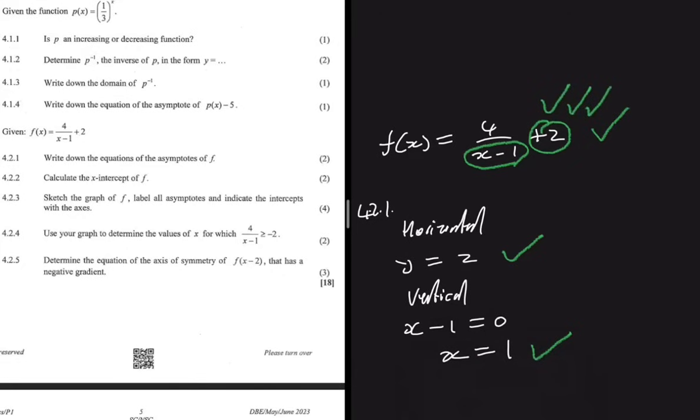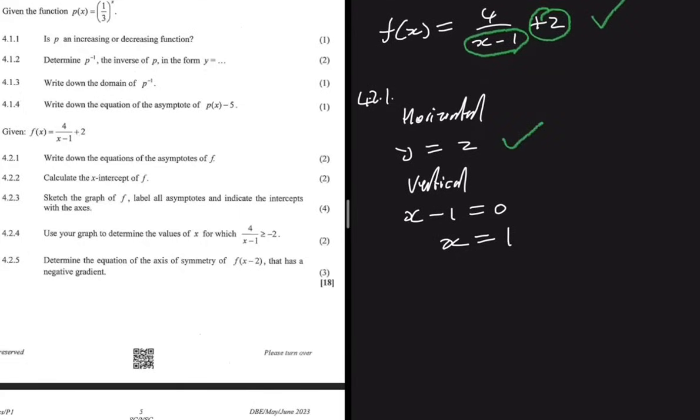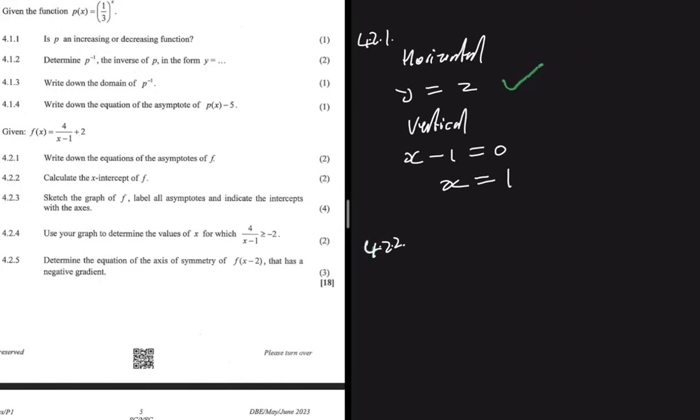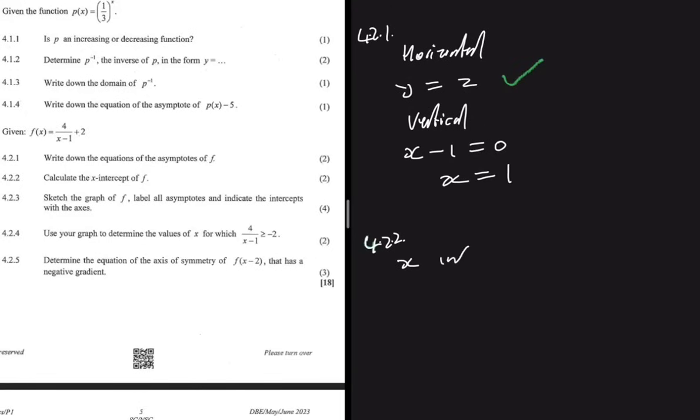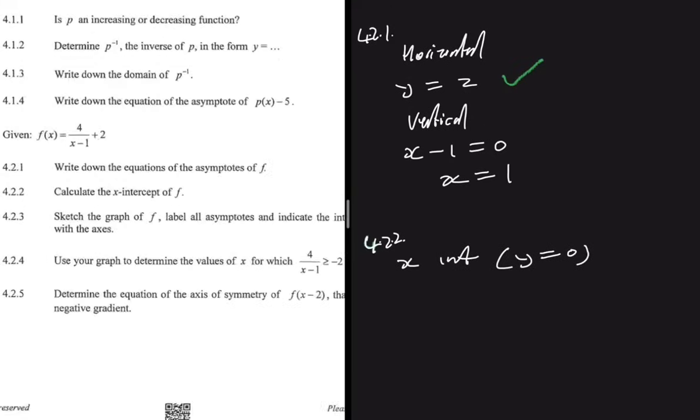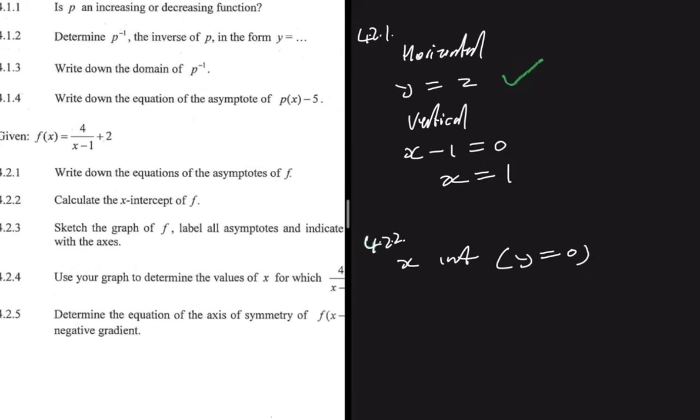If it was minus 3, then our horizontal asymptote would be minus 3, right? That's how it works. And now moving to 4.2.2, the question is saying let's calculate the x-intercept of f. As soon as I hear x-intercept, I'm thinking y is equal to 0, right? So if we let y be equal to 0 in our function, we're going to have 0 equals 4 divided by x minus 1 plus 2.